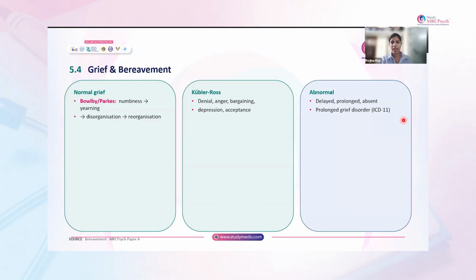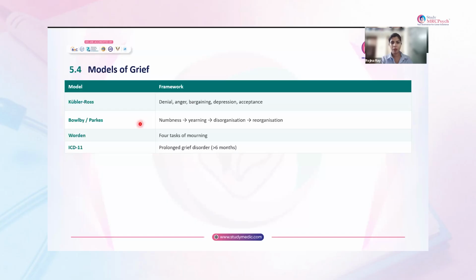ICD-11 added a new disorder, prolonged grief disorder, when the symptoms persist beyond 6 months and cause significant socio-occupational impairment. In the Bowlby-Parkes model, there is a progression from numbness, yearning, disorganization, and reorganization. And the Kubler-Ross model is commonly abbreviated as DABDA: denial, anger, bargaining, depression, and acceptance. And prolonged grief persists for more than 6 months. Like I mentioned, the stages are not rigid, so people can oscillate back and forth.